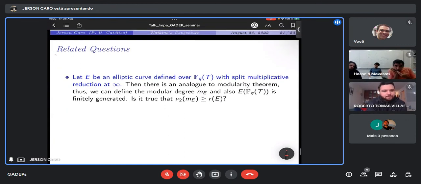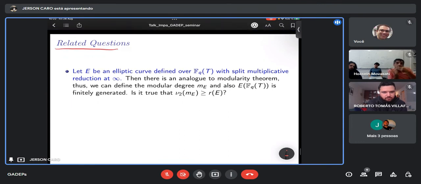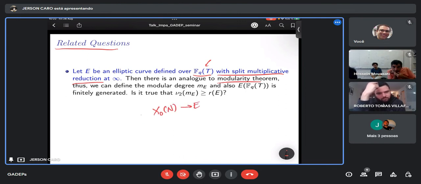But I want to show two different, two related questions. And the first one is that you can consider elliptic curves defined over the function field with coefficients in FQ, where FQ is a finite field. And we put this condition that it has a split multiplicative reduction at infinity. In this case, we have an analog for the modularity theorem, something like a map from the modular curve to E.